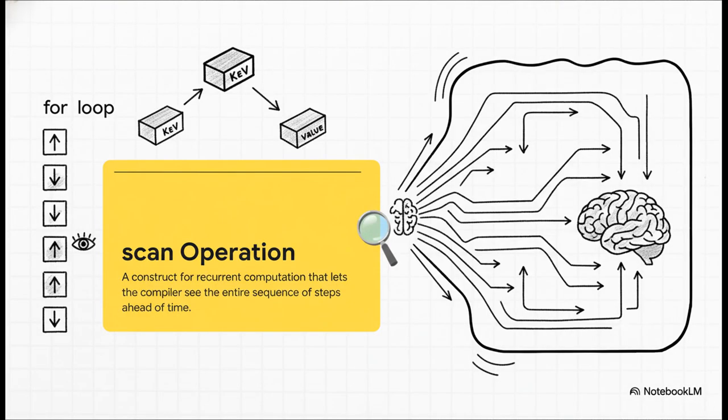So what exactly is scan? Well, think of it like this. A Python for loop tells the compiler, okay, do step 1. Then, all right, now do step 2. It only sees one step at a time. A scan operation is different. It says, hey compiler, here's the blueprint for the next 100 steps. You figure out the absolute best way to run this whole block. It lets the compiler fuse the loop itself.